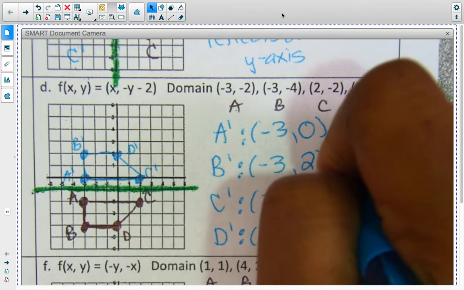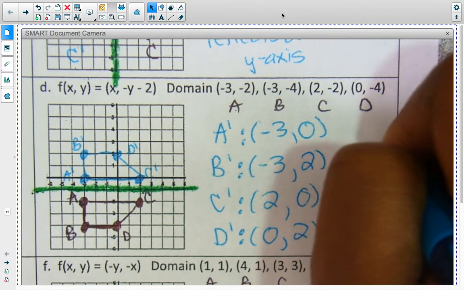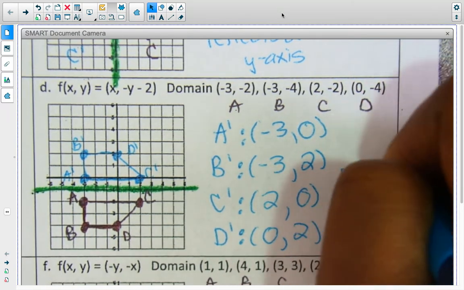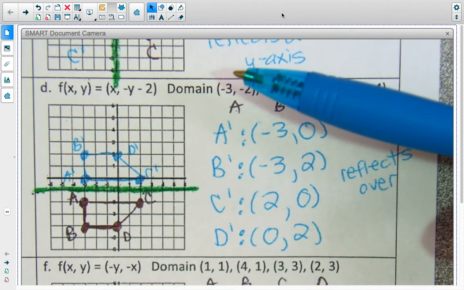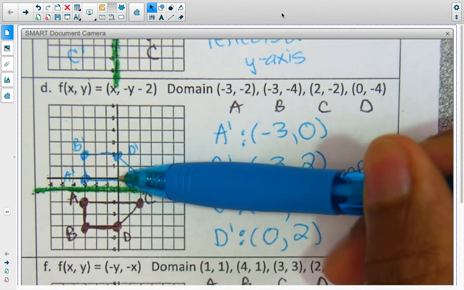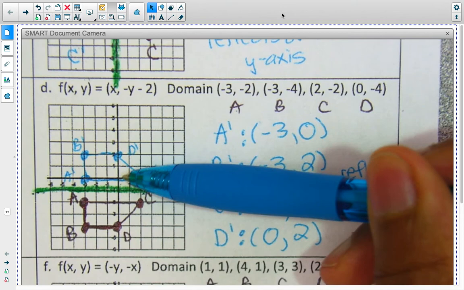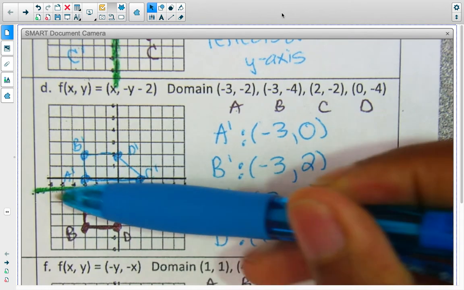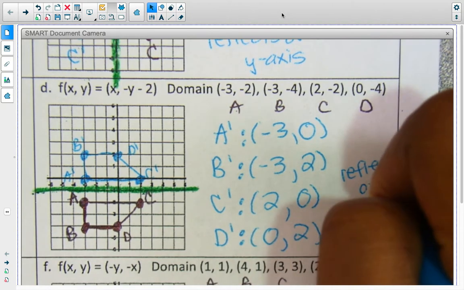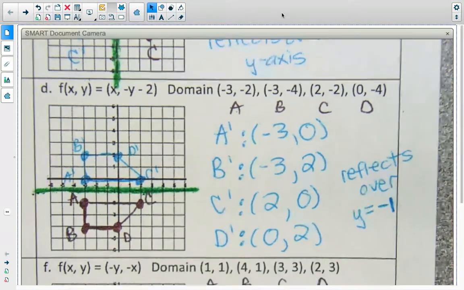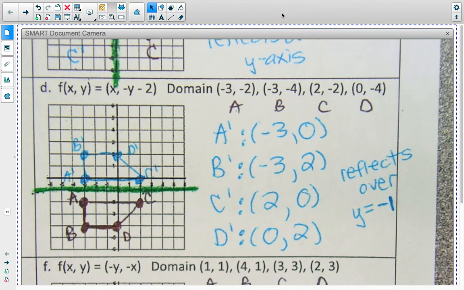So it reflects over. So what is the equation for that horizontal line? Where my origin is in here, it is right here. So here's my origin. And so this point must be -1. So it is a reflection over the line y equals -1. Reflection over the line y equals -1.